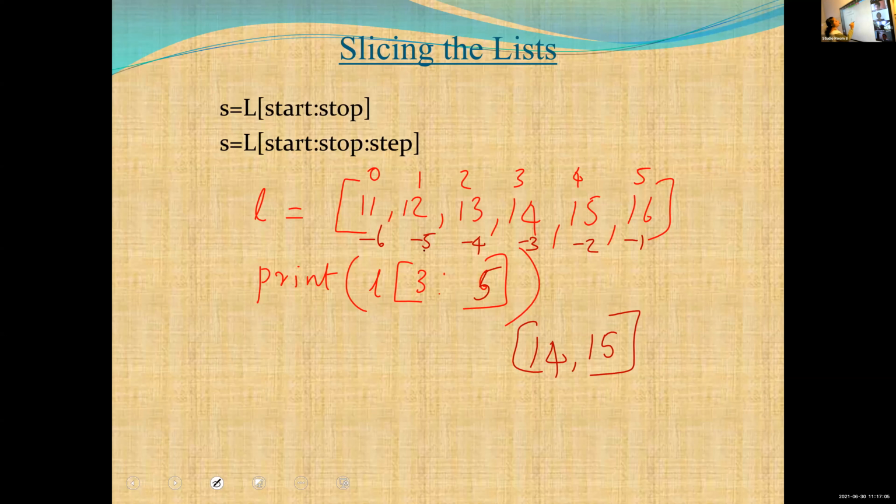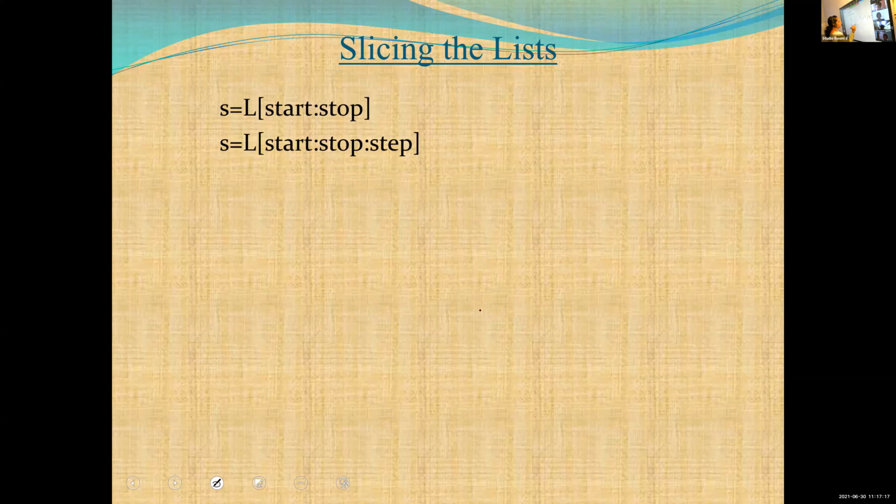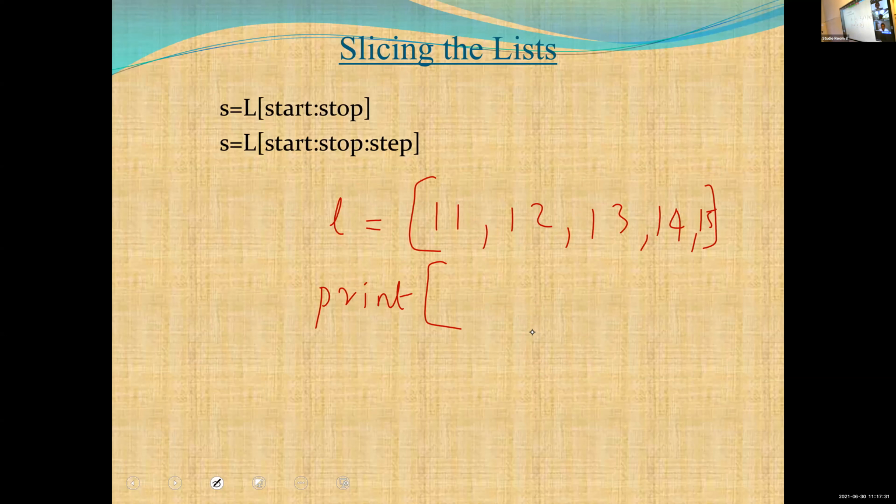L is equal to the same 11, 12, 13, 14, 15. I want to print L[3:30]. What is the result? Abdul, what is the result? 14, 15. Correct. Emmanuel, what is the result? 3 colon 30. What is this 30, Emmanuel?